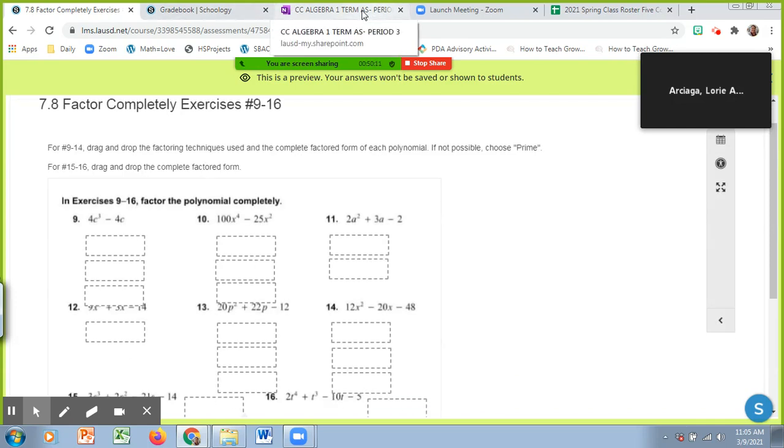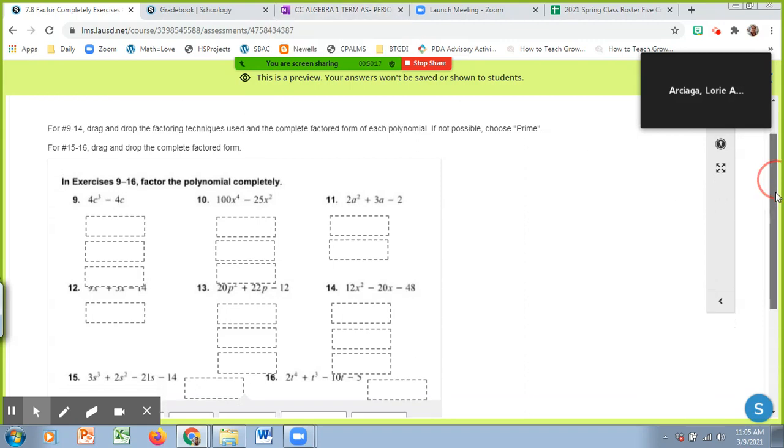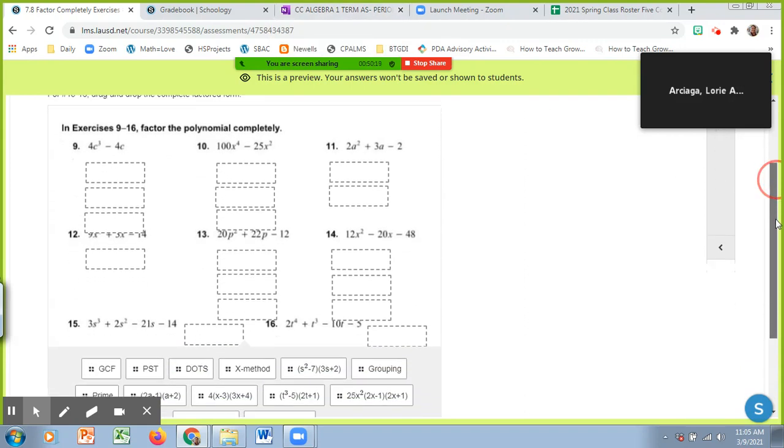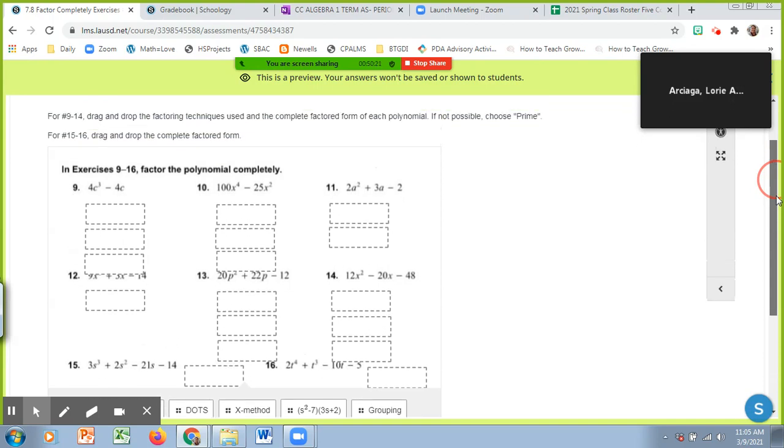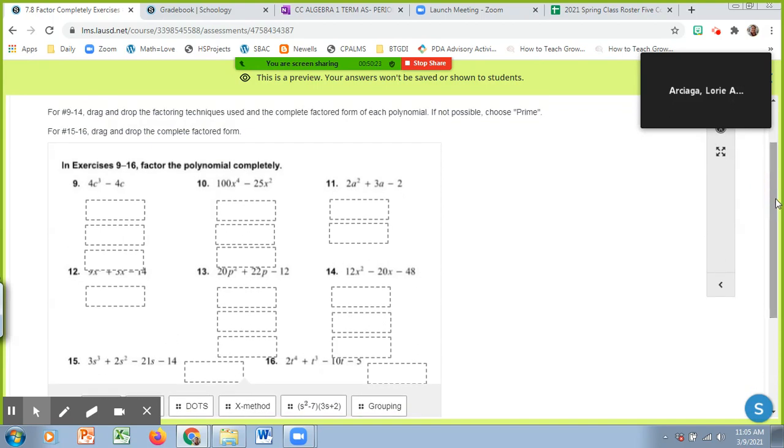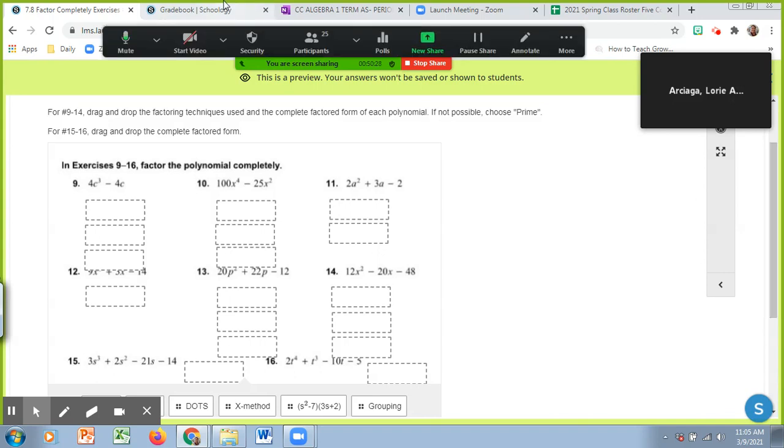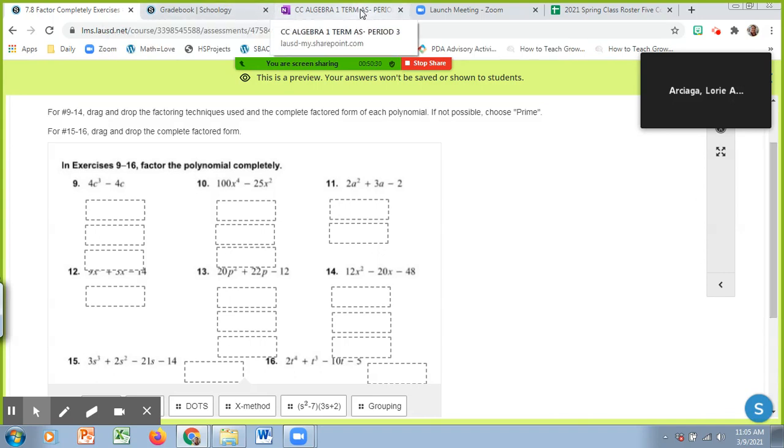Okay, so this one is randomly arranged. So they're not only factoring by grouping. It doesn't say specifically what method or technique you guys are going to use. So when you are alone and Mr. Siaga is not asking you guide questions, how would he know what to do, right?